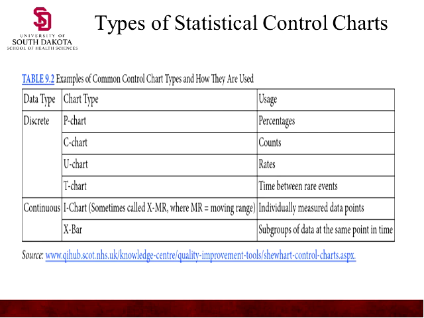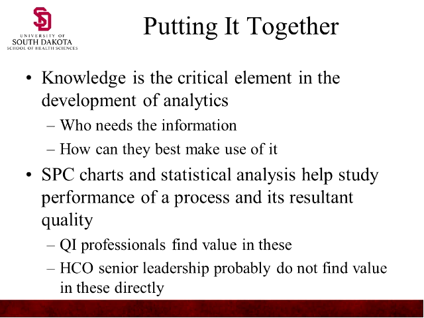Now let's look at an overview. This is a way to look at how to pick common control charts and what they give you. So this is the discrete chart type. This is continuous. So discrete chart types are P charts, C charts, U charts, and T charts. A P chart gives you percentages, a C chart gives you counts, a U chart gives you rates, and a T chart gives you time between events. Now for continuous, use an I chart, sometimes called an X-MR, where MR is the moving range, and individual measures of data points if you want that. The X bar is when you have subgroups of data at the same point in time. So the X bar may be different. So these are the charts you would use based on what you're trying to gain or what kind of data you're trying to use.